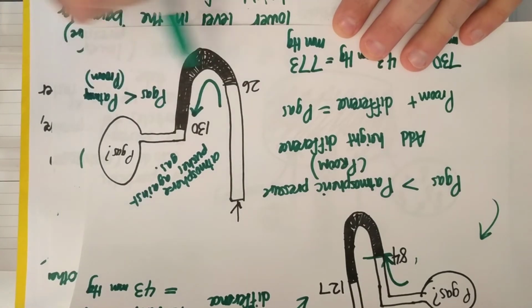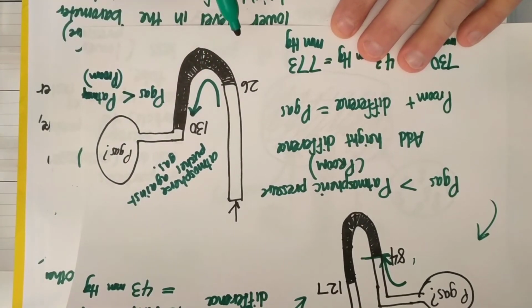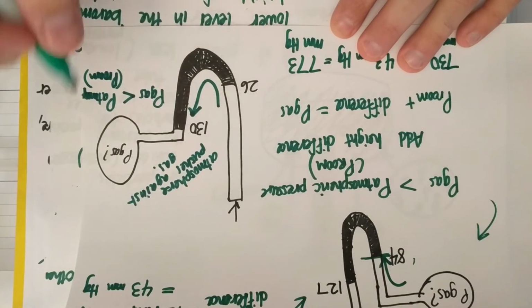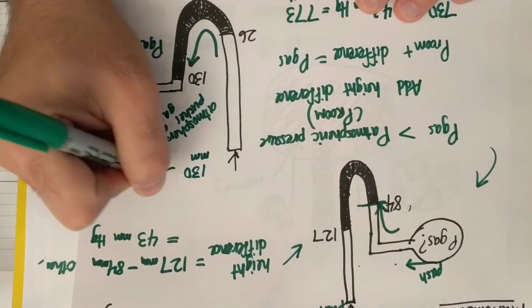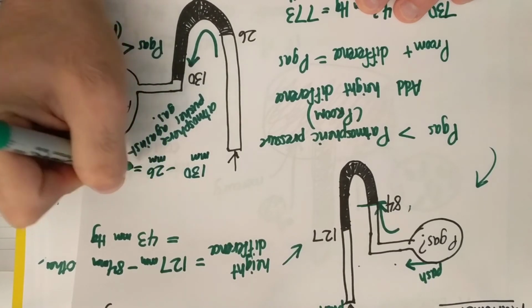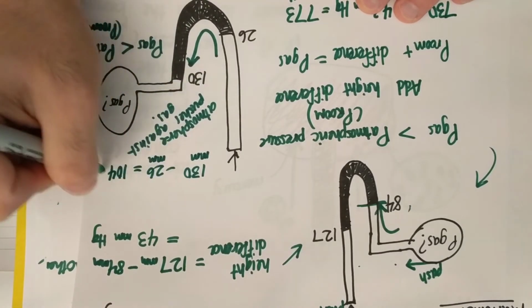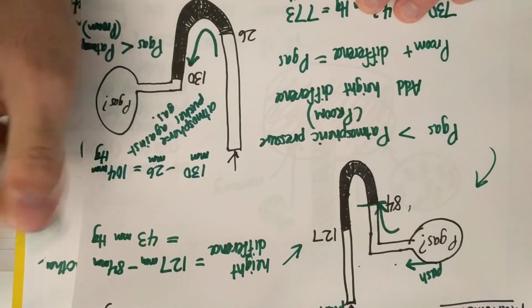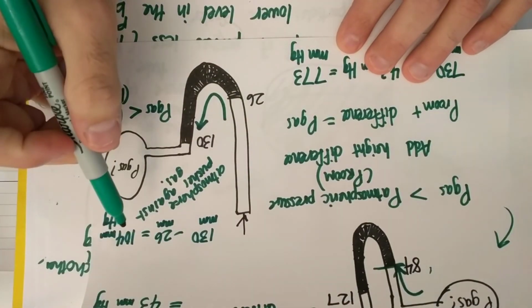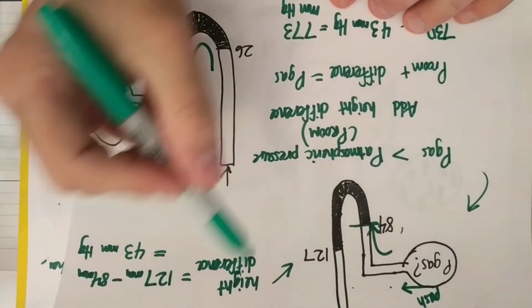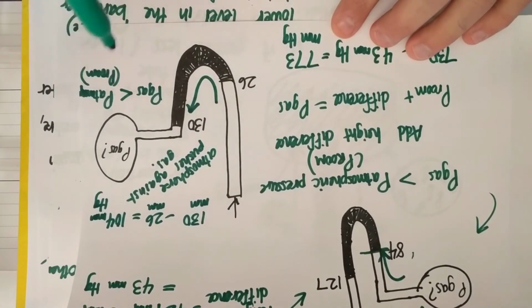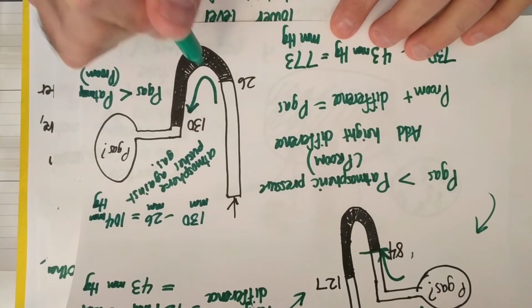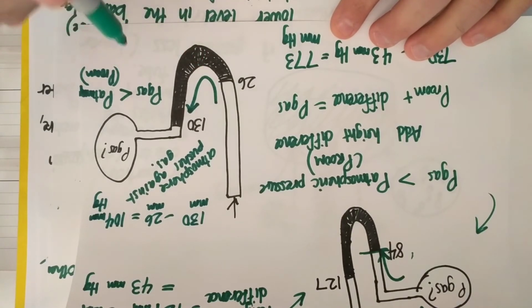And now all I have to do is just take this difference, and the difference between 130 and 26, I'll just do 130 millimeters minus 26 millimeters, and that equals 104 millimeters of mercury. And again, I always take the difference in the height, but I got to figure out what to do with this height. In this instance, since the pressure of my gas is going to be less than the pressure of the atmosphere, I need to subtract that height.